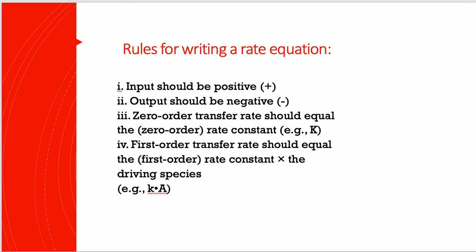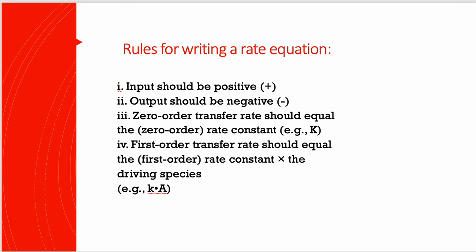Rule 2, any outputs should be negative. If the arrow is pointing out of the letter and towards something else, that value is negative or subtracted from the equation. Third, a zero order will be indicated by a capital letter. These capital letters stand alone and will not be multiplied by anything. Lastly, a first order will be indicated by a lowercase letter. When you see this lowercase letter, it will signal you to multiply that by the driving species, which is at the blunt end of the arrow or where the arrow is coming out of.